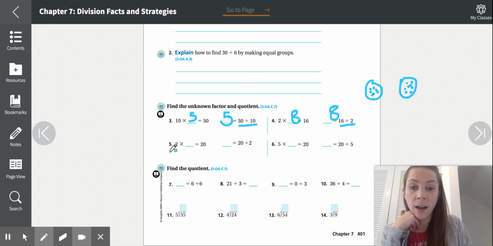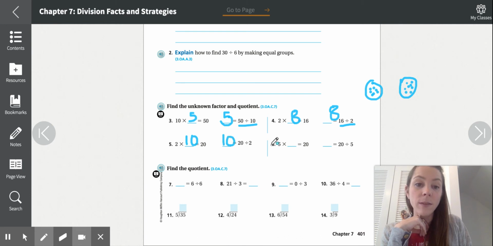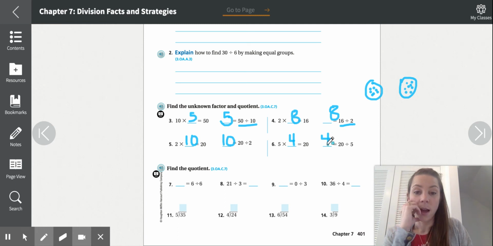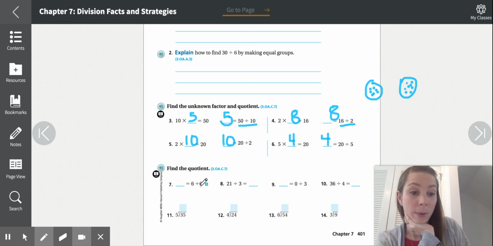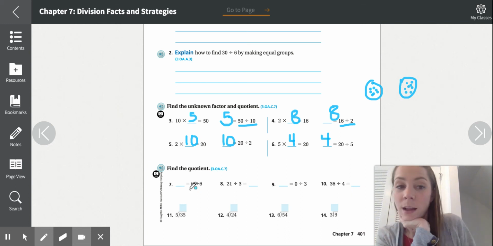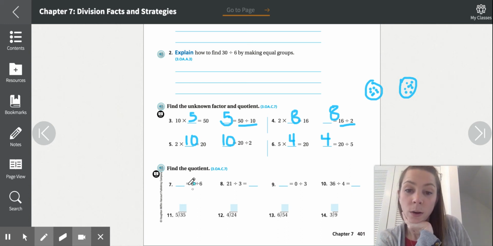Okay, number 5. 2 times what equals 20? Well, 2 times 10 equals 20. So 20 divided by 2 equals 10. 5 times what equals 20? 5 times 4 equals 20. So you already know 20 divided by 5 must be 4. All right, find the quotient down here. 6 divided by 6. Okay, I could draw a picture of this, or I could think of a mental picture. I have 6 total fish, and I'm putting them into 6 fish bowls, so I'd have 1 in each.